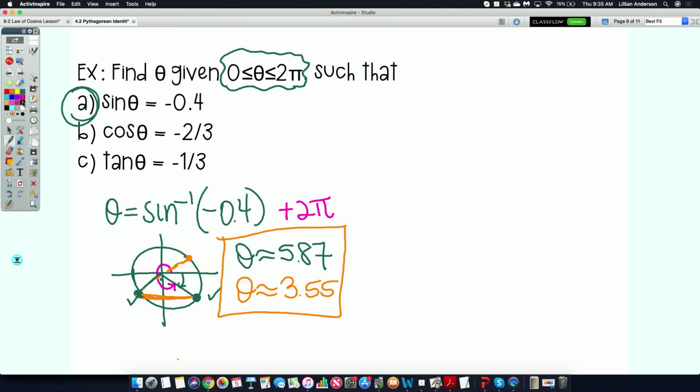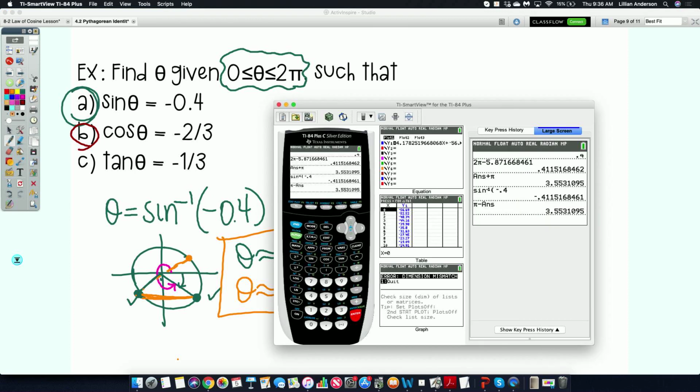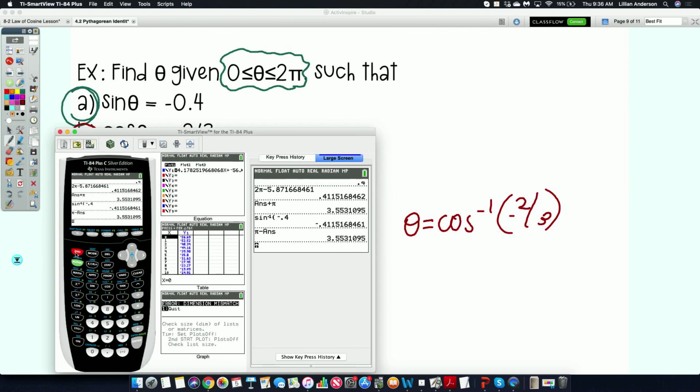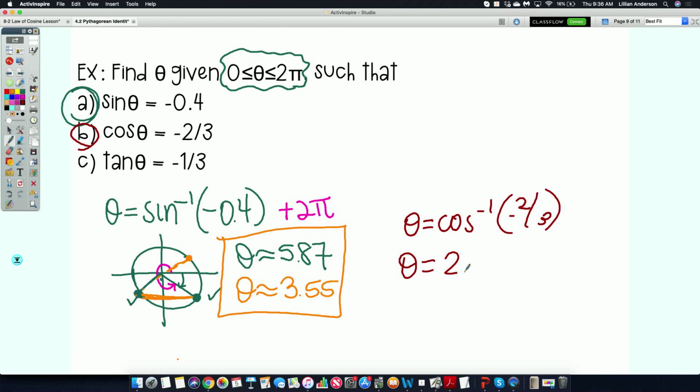Let's do cosine. Where cosine is negative 2/3. Cosine is negative in which quadrants? 2 and 3. So when I do cosine inverse of negative 2/3, do I get an angle that's in the second quadrant or the third quadrant? You get a positive angle, and it's 2.30. Is that bigger than pi over 2? Yes. So this one does give me my second quadrant angle. So this one I'm good for, 2.30.